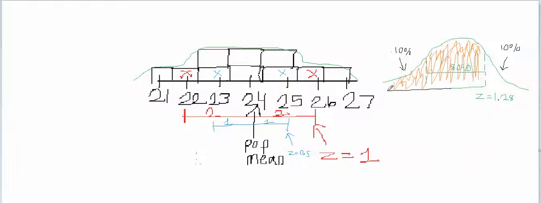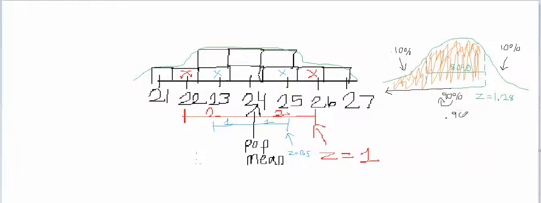Now the total area to the left of the z-score is the center 80% plus 10% in the tail, which would be 90% of the samples. If I change that to a decimal, it becomes 0.90 if I move the decimal point.